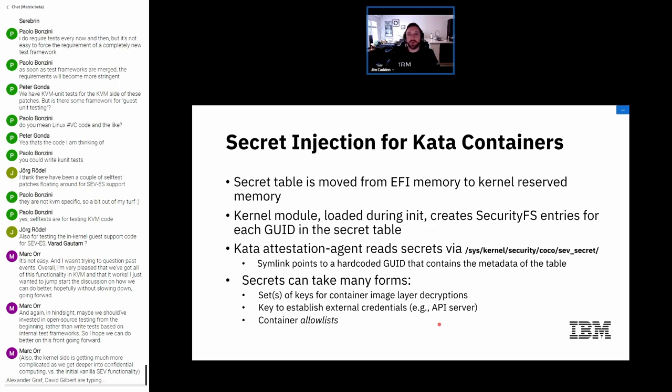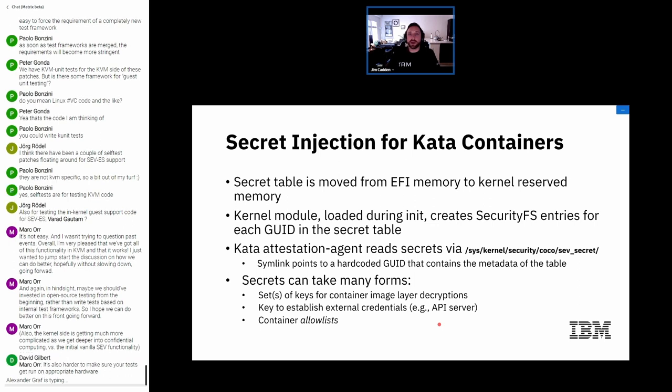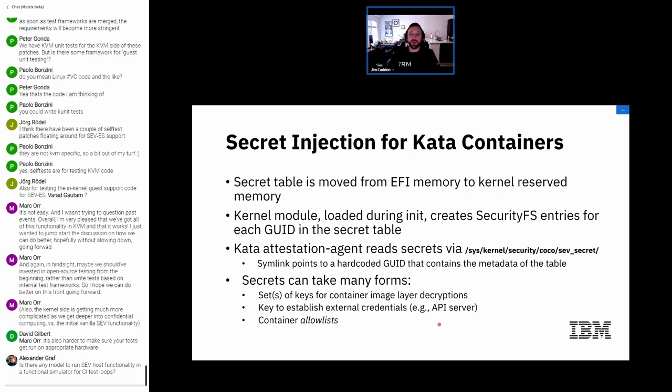downloading the container image and starting the unpacking or the decryption process. This Kata agent is talking to an attestation agent, which has an implementation specifically for this SEV pre-attestation. In this case, the attestation agent itself is just reading from this securityfs file system in local memory.